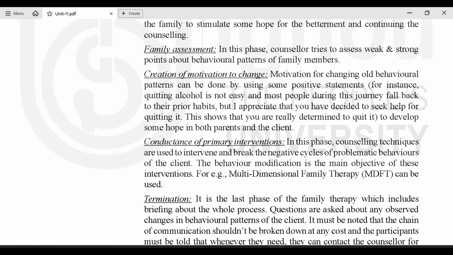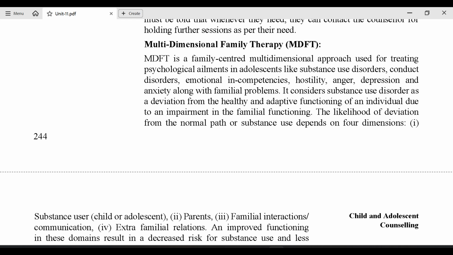Termination. It is the last phase of the family therapy which includes briefing about the whole process. Questions are asked about any observed changes in behavioral patterns of the client. It must be noted that the chain of communication shouldn't be broken at any cost and the participants must be told that whenever they need, they can contact the counselor for holding further sessions as per their need.